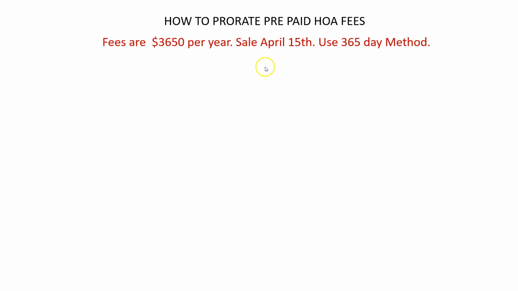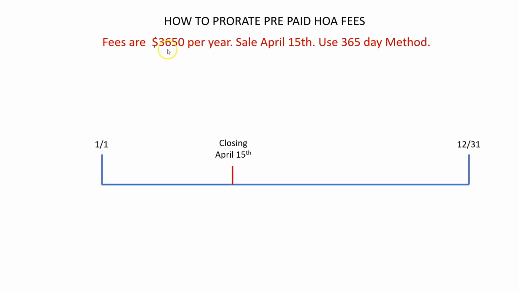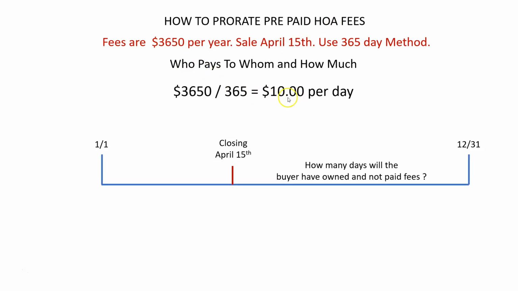And it's not in the book, but I've just done prepaid HOA fees. Now, in this particular case, the HOA fees are $3,650, which is $10 a day. Closing is on April the 15th. That means the HOA fees for the year have been paid, so therefore the buyer is going to be living in all of these days from April the 15th to the end of the year and not have to pay any HOA fees. Well, that's not fair. So in this particular case, the money's going to go the other way.